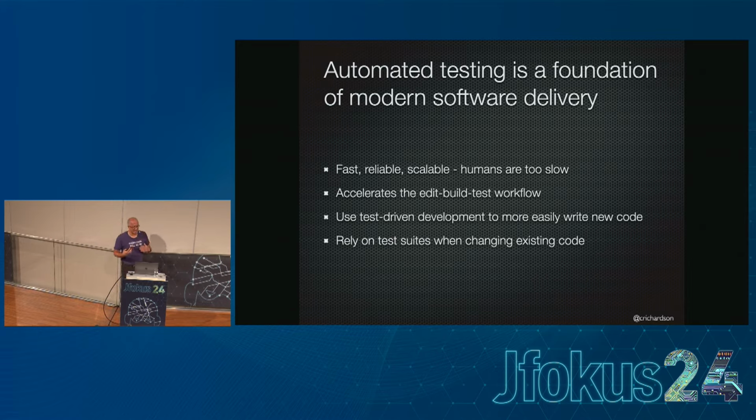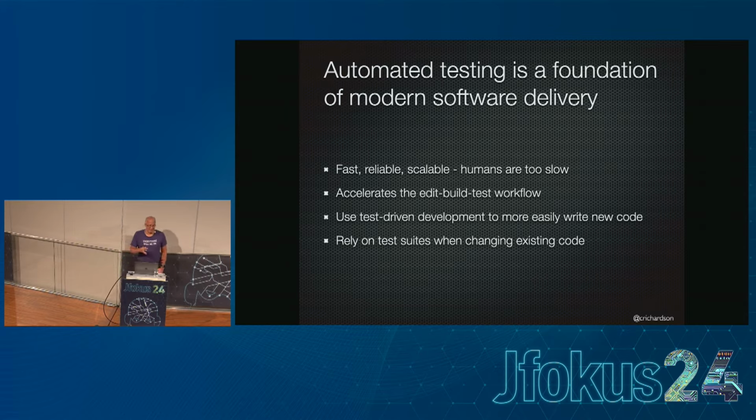You want to have fast tests because that accelerates the deployment pipeline. It accelerates the edit, build, test micro workflow that we do many times a day. And that will go a whole lot faster if you can quickly execute some unit tests. You could also use test-driven development to write new code much more easily. And when you're modifying legacy code, code that someone else wrote or code that you wrote last week and can't remember how it works, the tests act as a safety net so that you can do it quite confidently.